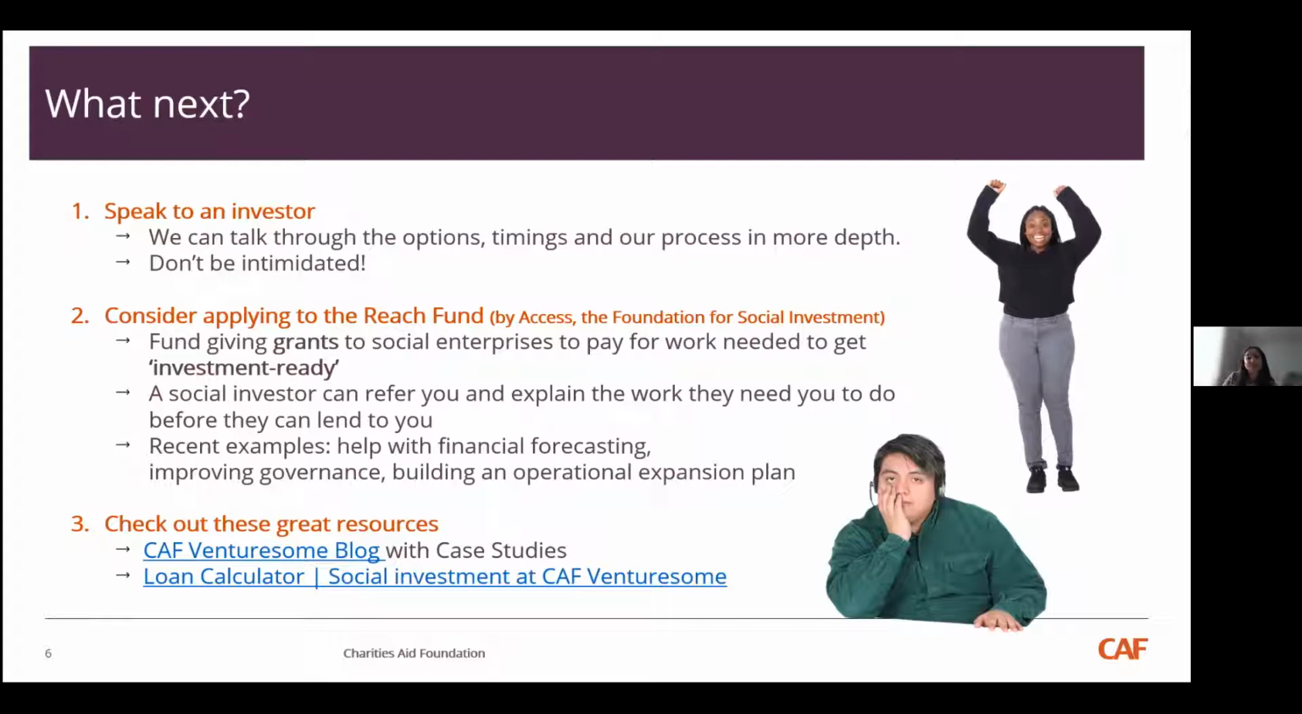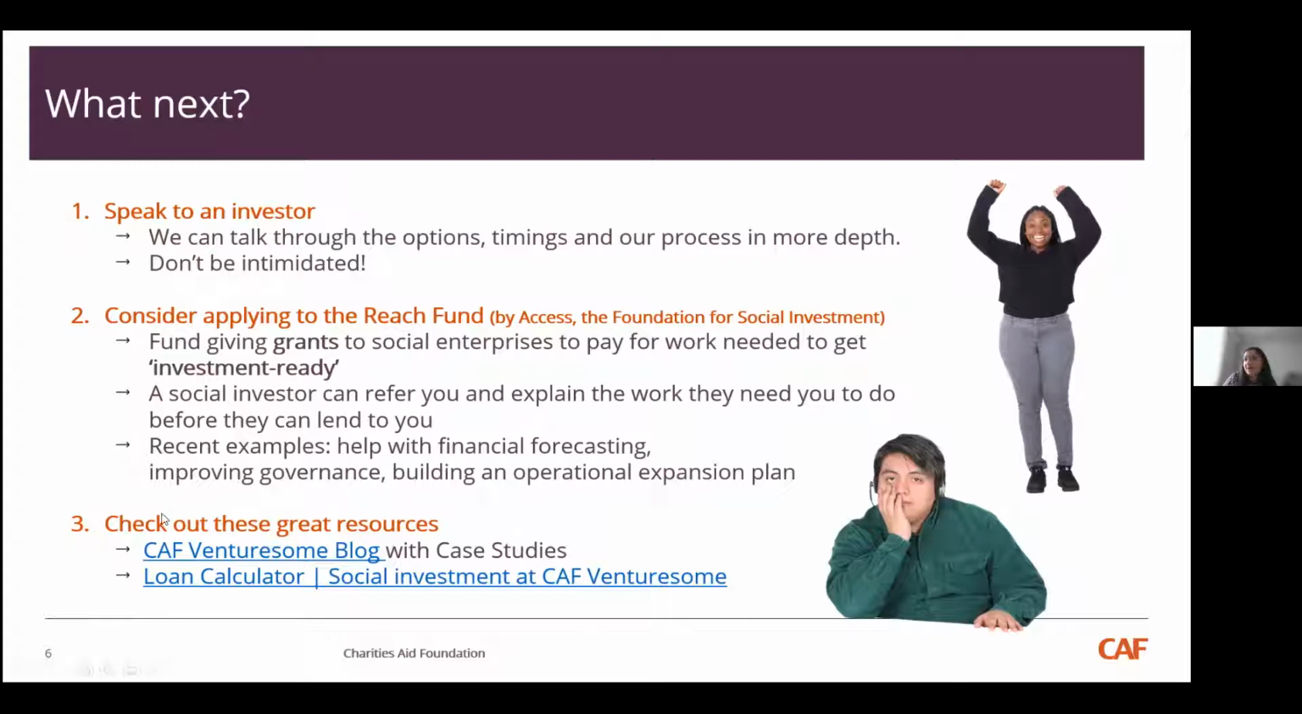If you do need more support to get ready to be at a stage where people are comfortable lending to, you might be a candidate for the Reach Fund by Access. That's a fund that will give you grants to do the work that an investor needs to be able to lend to you, and you'll get referred by a social investor and they'll explain the work that you need to do. So I've included some recent examples here of things we've referred clients for. We had a relatively early stage organization that needed help building financial forecasts. We had another one that needed help improving governance and building an operational expansion plan.